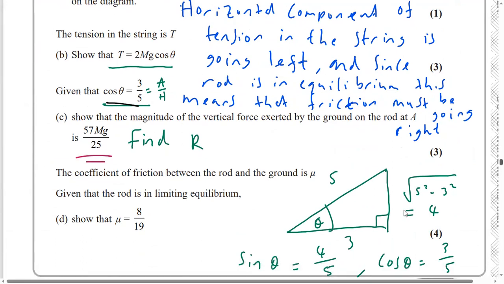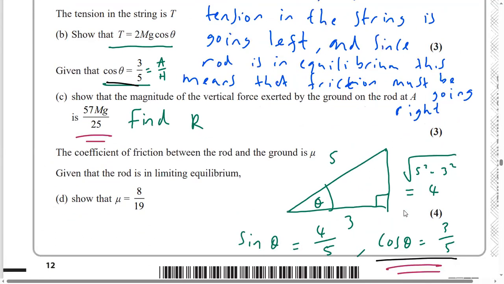Perfect. So that's part C of the question done. And then the next part, the final part: the coefficient of friction between the rod and the ground is mu. So given that the rod is in limiting equilibrium, show that mu is equal to 8 over 19. So this term here, limiting equilibrium, what that means is that friction is the maximum possible value that it can be. So let's just make a note of this just to remind ourselves.